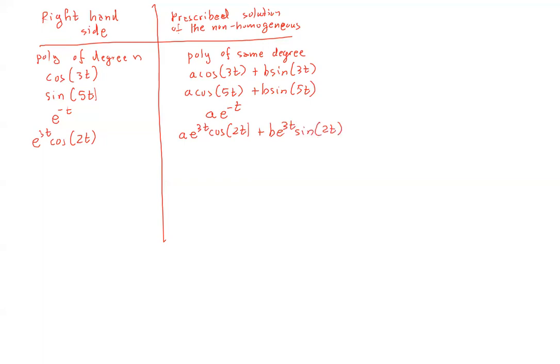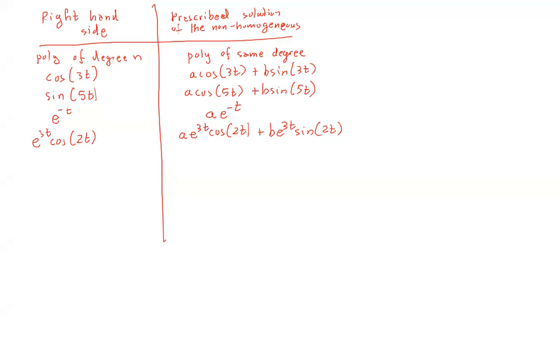And somebody might ask the question, so what happens if I have an e to the 3t cosine of 2t and I prescribe just a e to the 3t cosine of 2t and I don't put the sine, right? What would happen? And the answer is simple. You will come up with a system that does not necessarily have a solution. Okay, so it will backfire if you try to get a shortcut here.